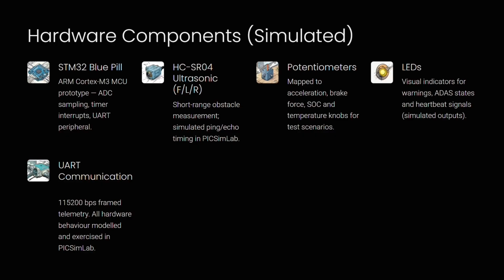Hardware components. For hardware, all simulated in PiximLab, we used the STM32 Blue Pill as our main controller. We use ultrasonic sensors on the front, left and right side to detect obstacles. We use knobs called potentiometers to act like the accelerator, brake, battery, and temperature control. We use LEDs to show warning lights.